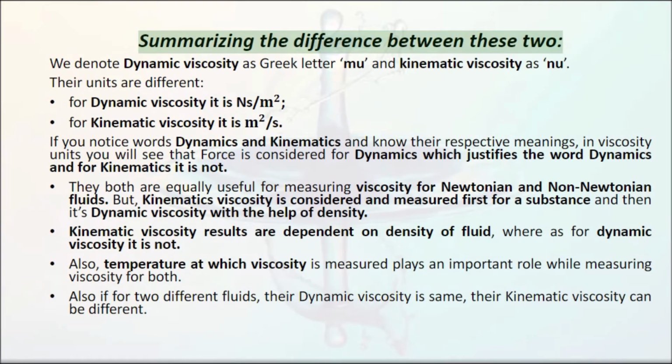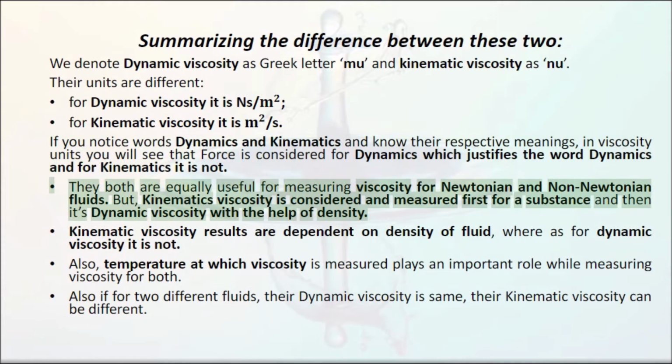Summarizing the difference between these two. We denote dynamic viscosity as Greek letter mu and kinematic viscosity as nu. Their units are different. For dynamic viscosity it is N·s/m². For kinematic viscosity it is m²/s. If you notice words dynamics and kinematics and know their respective meanings, in viscosity units you will see that force is considered for dynamics, which justifies the word dynamics, and for kinematics it is not.